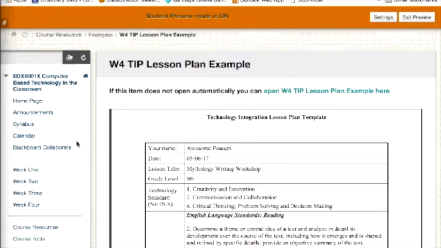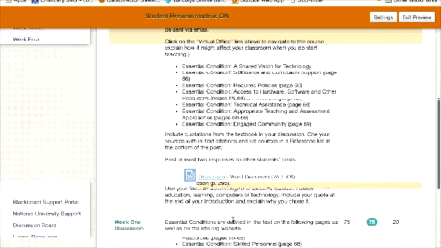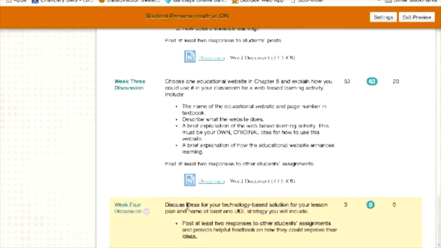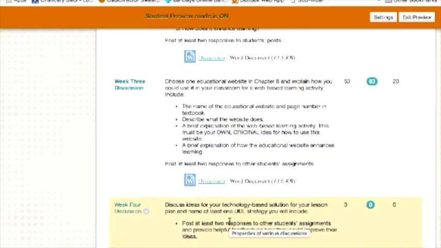So speaking of that, I just wanted to jump over and talk about the discussion board really quick here. The week 4 discussion board is where you get an opportunity to get feedback from your classmates. You're going to brainstorm some ideas for your technology-based lesson plan and post them on the discussion board, and you get an opportunity to get feedback from your classmates and also to get some ideas. So again, that's for the week 4 discussion board.